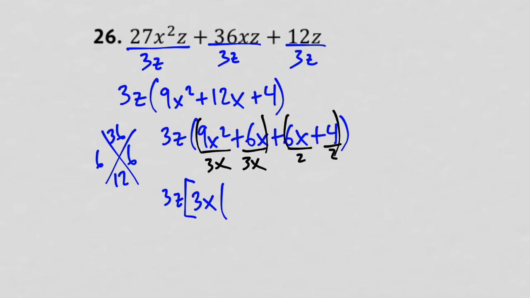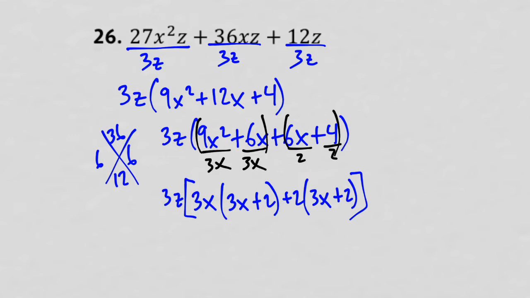And what's left when we factor out the 3x from the first pair? We have 3x, right? Because it's 9 divided by 3, x squared divided by x. So 3x. 6 divided by 3 is 2, so plus 2. Now for the second pair over here, 6 divided by 2, that's 3. So we have a 2 outside that we factor out, and then 3x. 4 divided by 2 is 2. There you go. That's what we have.